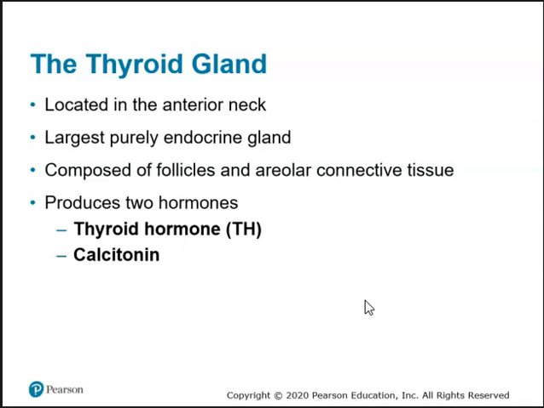So next gland that we'll be talking about is the thyroid gland. The thyroid gland is located in the anterior neck, and this is the largest purely endocrine gland. It is composed of follicles and areolar connective tissue, and produces two very important hormones that we'll talk about. We have thyroid hormone and calcitonin.